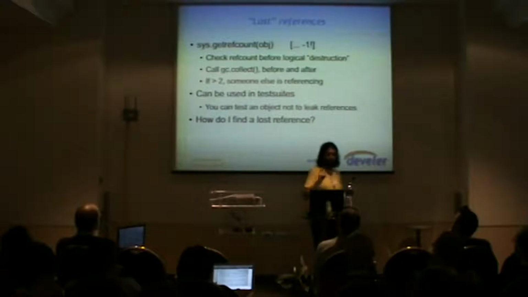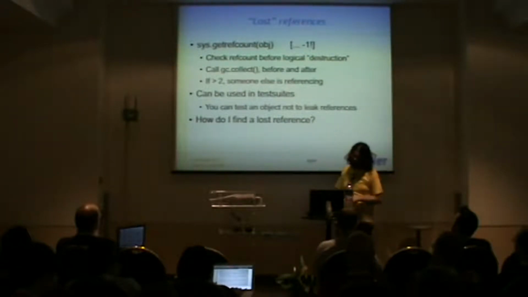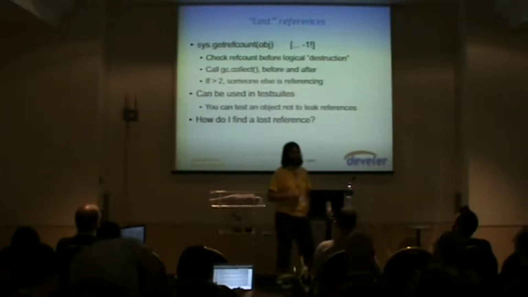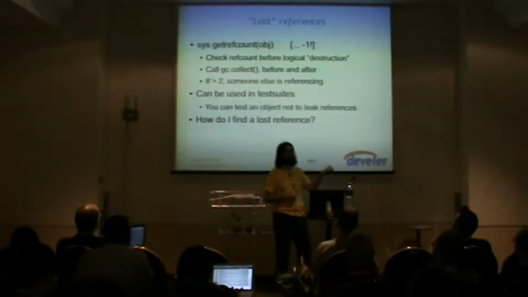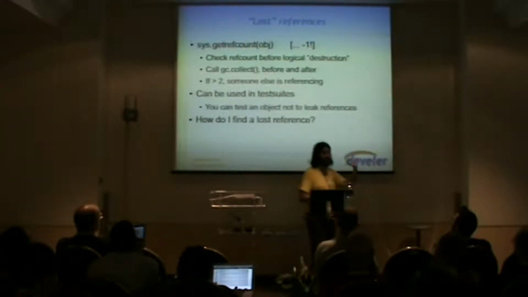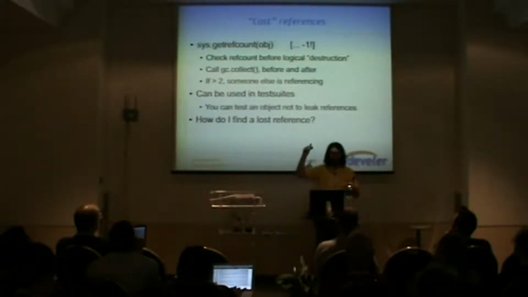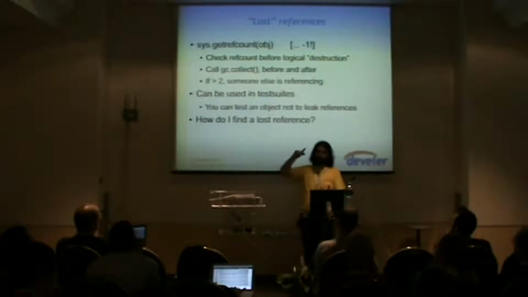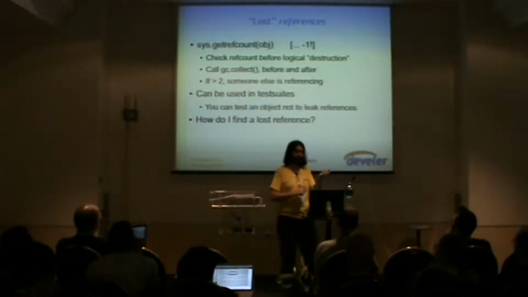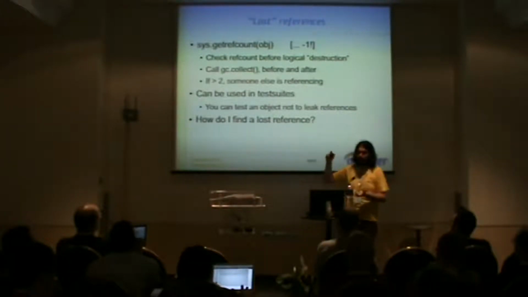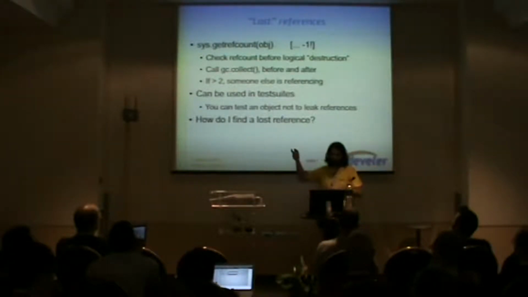So, for instance, one thing you can try is to check the reference count just before your logical destruction. So what I mean is that you have an object in your hand, and you are going to remove the last reference to that object. If you want to make sure that it's really the last reference, just call getrefcount. Because if it returns 2, minus 1, it's 1, that reference is your last one. But if it returns 3, there is another reference in your program. Okay.